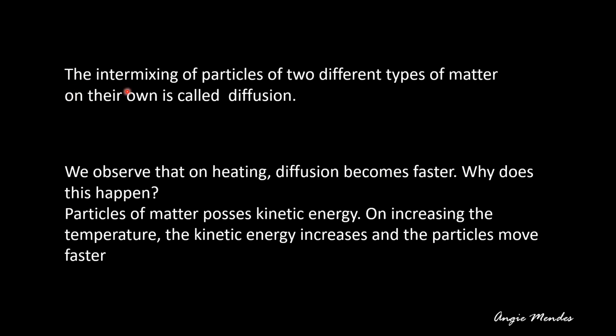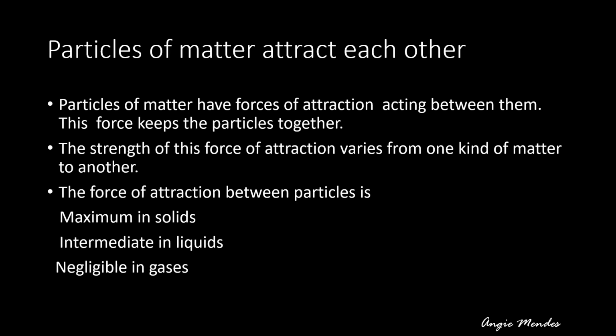The intermixing of particles of two different types of matter on their own is called diffusion. We observe that on heating, diffusion becomes faster. Why does this happen? Particles of matter possess kinetic energy. Now, on increasing the temperature, the kinetic energy increases and the particles tend to move faster.